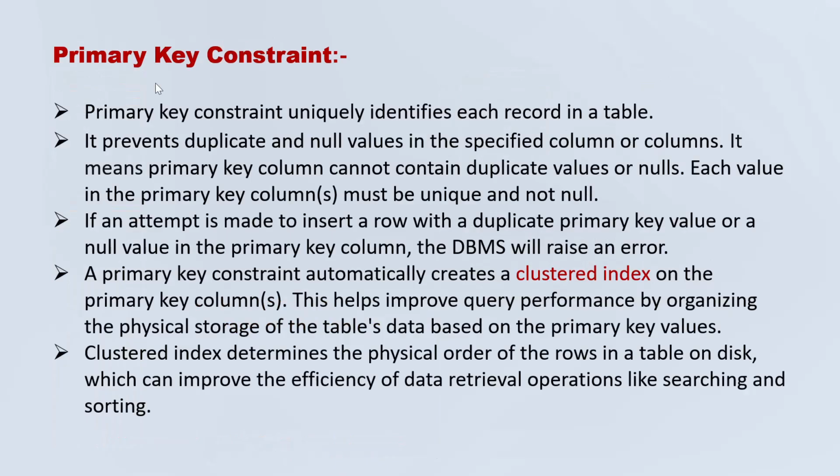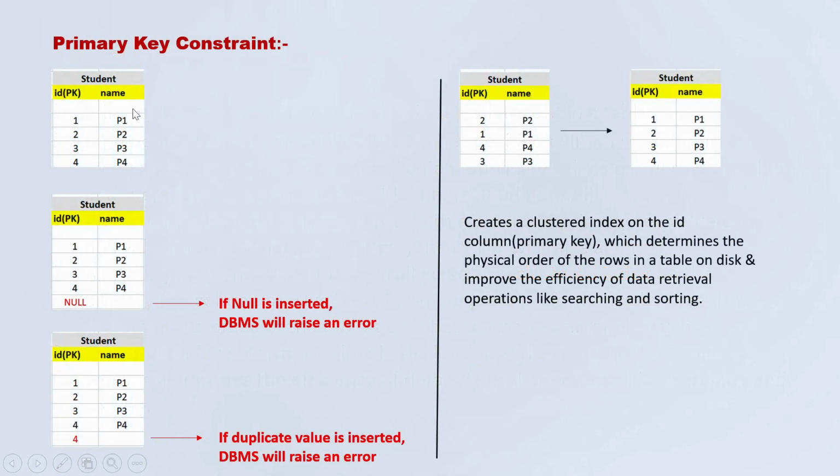This is the exact meaning of the first line: the primary key constraint uniquely identifies each record in a table. Now, a primary key column cannot contain duplicate values or nulls. Each value in a primary key column must be unique and not null. That's what we have discussed here.